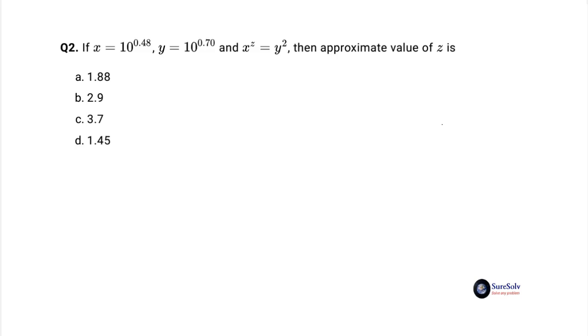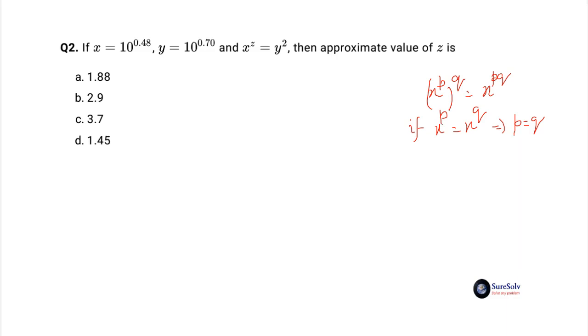This is a simple problem on indices and you would need two very basic concepts on indices to solve it. First is x to the power p whole to the power q equals x to the power pq. The resultant power is the product of the two powers. The second concept is if x to the power p equals x to the power q, then p equals q. With equal base as x, the powers must be equal.